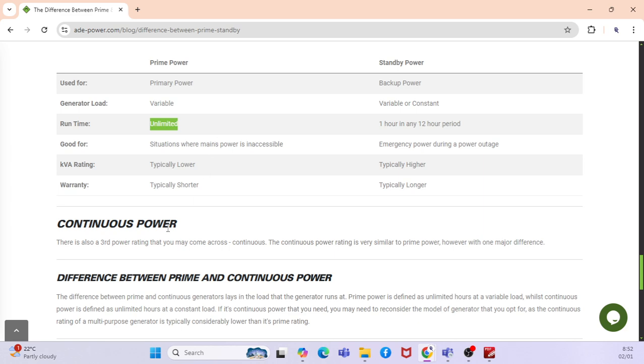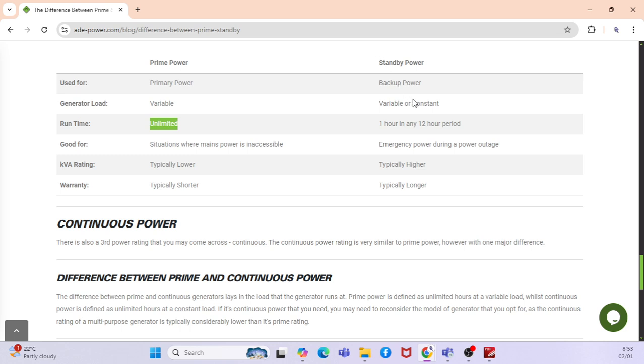Do you understand? Say for example, data centers or hospitals, or wherever you have critical applications, your generator will be running for unlimited hours with the full capacity. That is the continuous power generator. So what is the difference between prime and standby? I will tell you that.